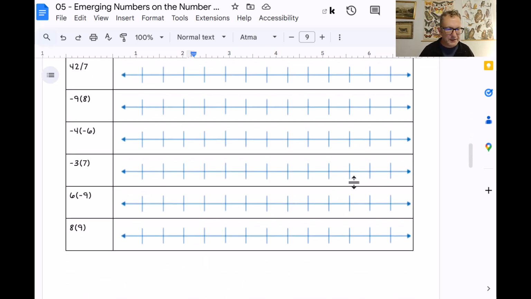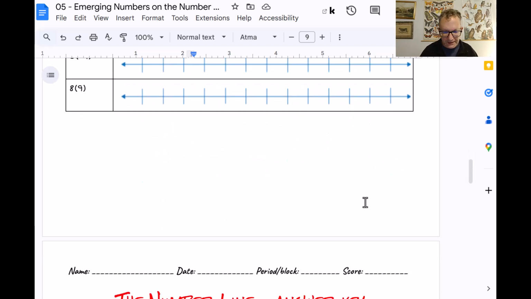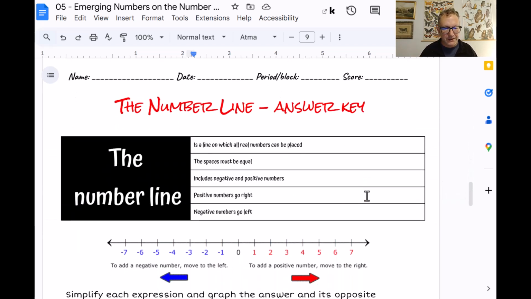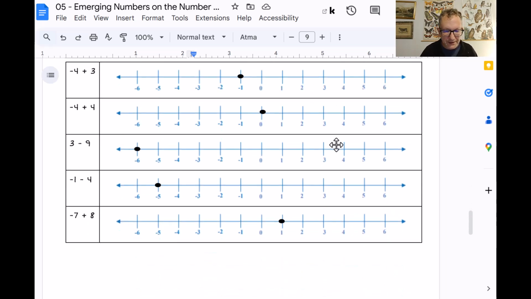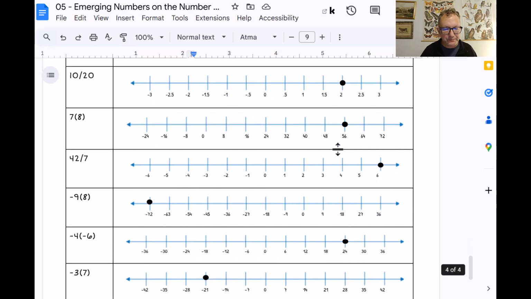And they're going to be multiplying and dividing negative numbers. Because once again, we want to remind students those rules before we get to solving equations. Here's the answer key. Here's what's on our slide deck, a number line. It's a line in which all real numbers can be placed, right? Not imaginary. Spaces must be equal. I'll let you read that as I scroll through the answer key.